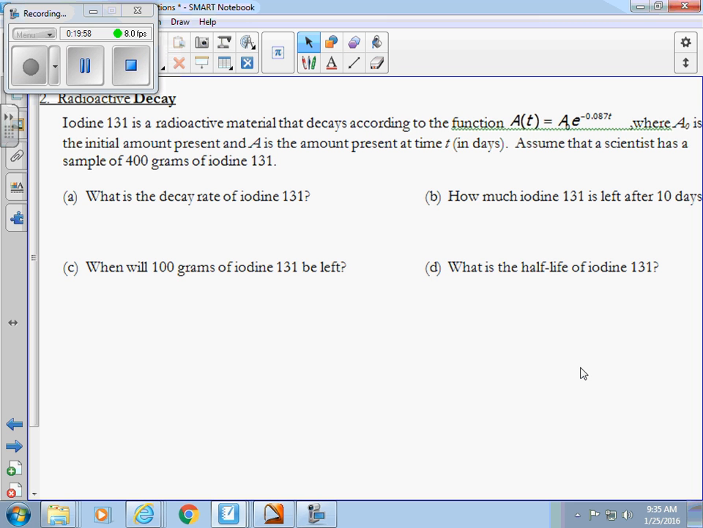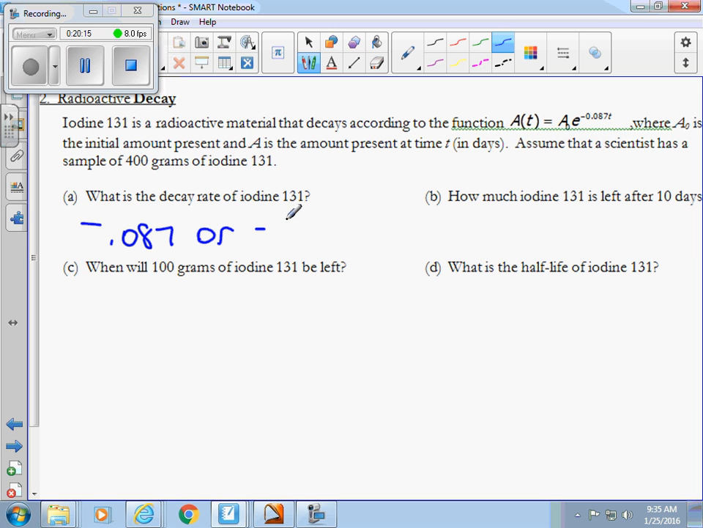That's an easy answer, isn't it? Anytime it asks for the rate in an exponential function, I just pick out the r in the PERT formula. So it's negative 0.087 or negative 8.7%. Both of those would be acceptable answers. Does everyone agree that those two things say the exact same thing? If we know what the word percent means, they say the exact same thing.